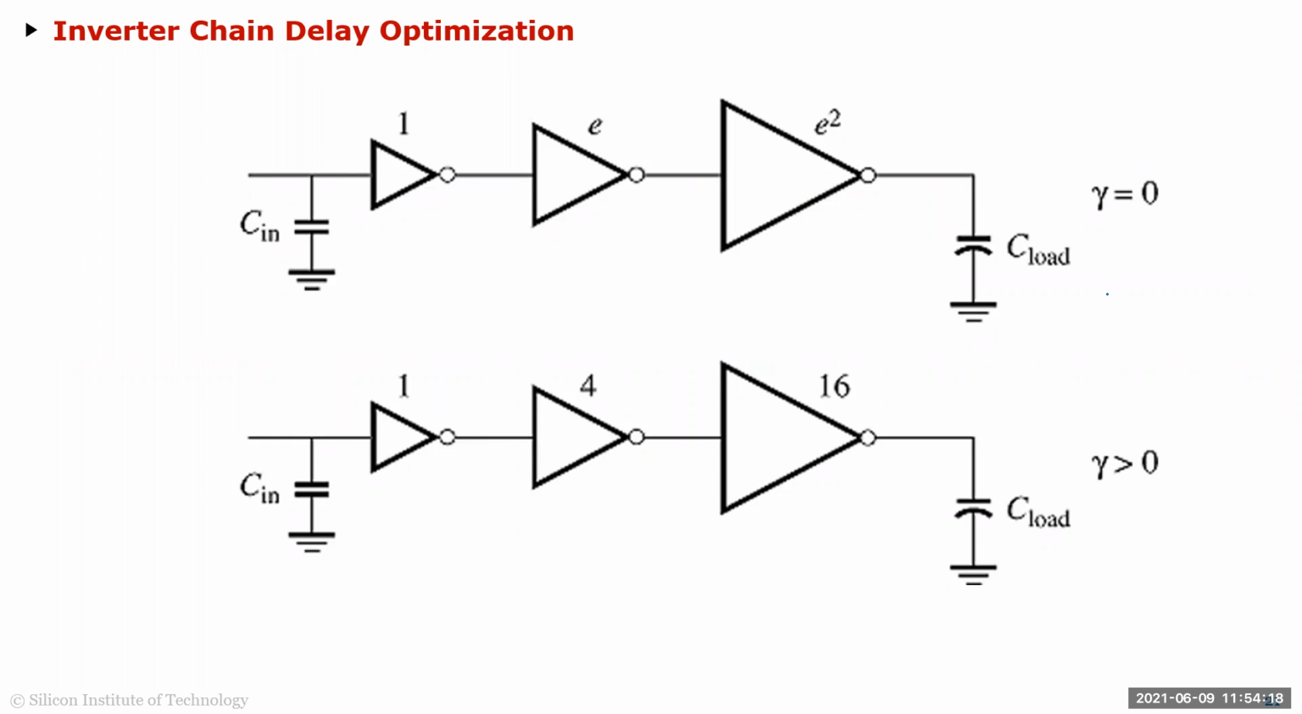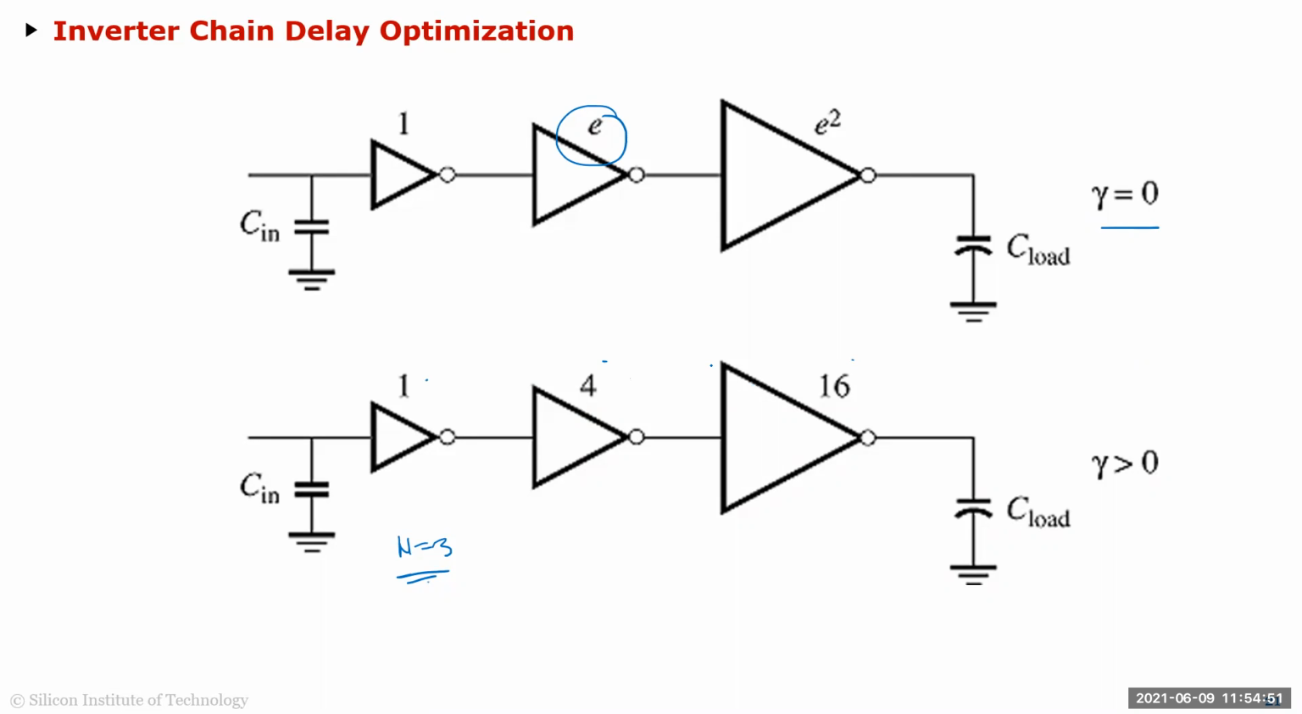Like I said, if your gamma equals 0, then the theoretical value is e, which is about 2.6. But like I said, a lot of people for gamma greater than 0 actually use 3 stages, n equals 3 for a fan out of 4 here. You can see it's 1, 4, 4 times 4, 16, and so on. So this will approximately give you very close to the minimum delay.